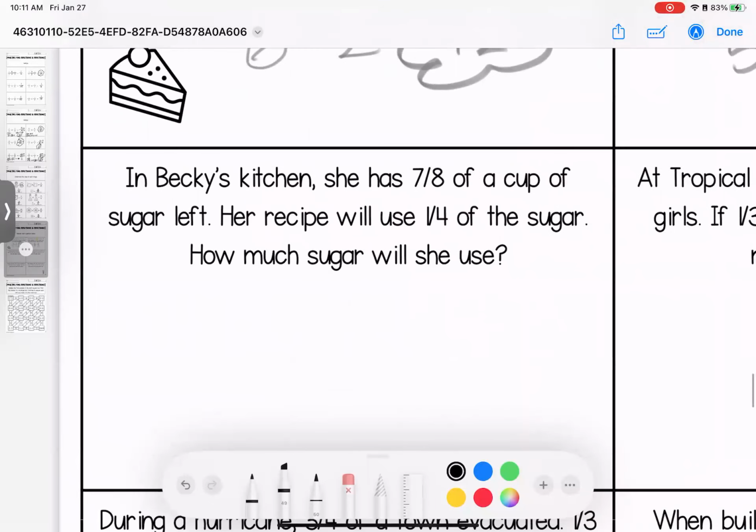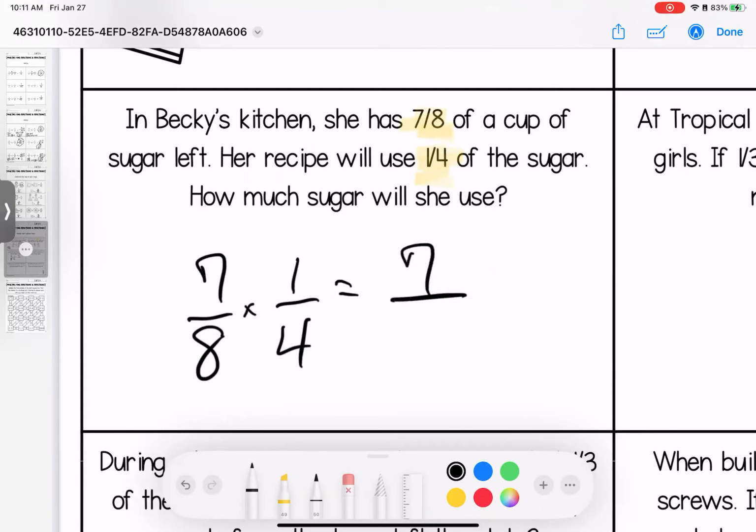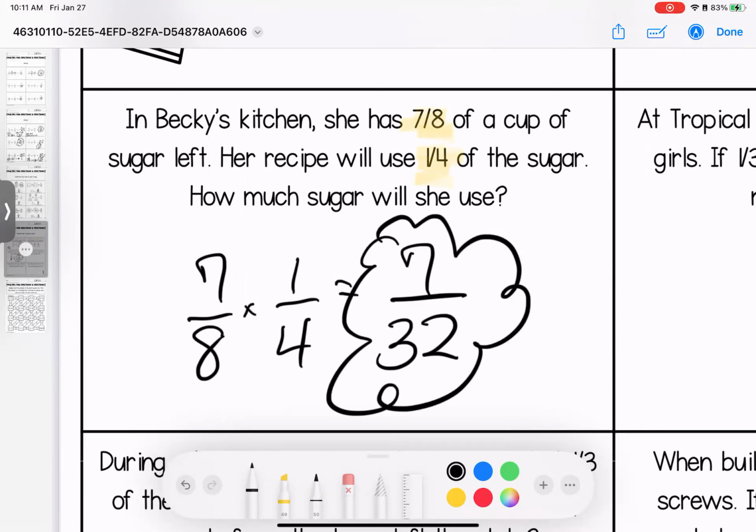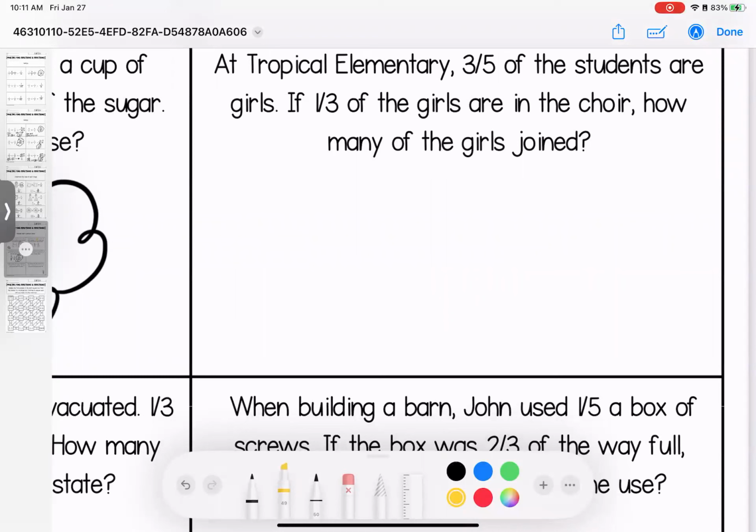In Becky's kitchen, she has 7/8 of a cup of sugar left. Her recipe will use 1/4 of the sugar. How much sugar will she use? So she has 7/8. She's using 1/4. 7 times 1 is 7. 8 times 4 is 32. She will use 7/32.